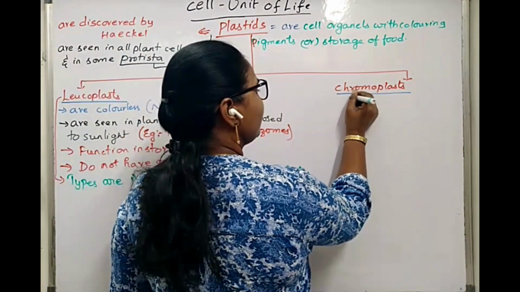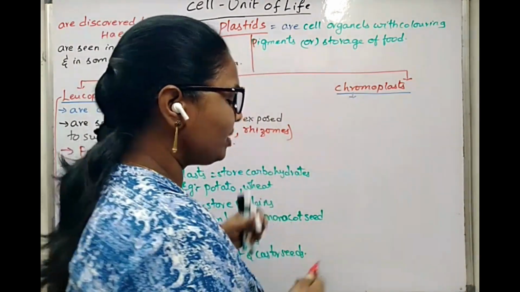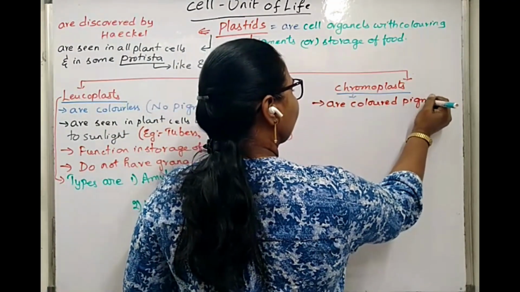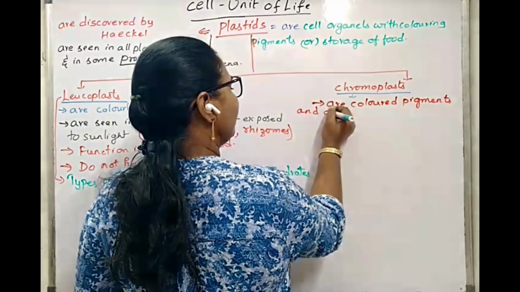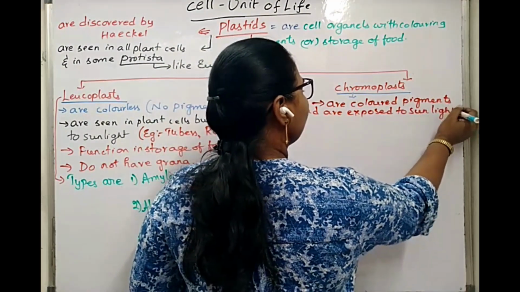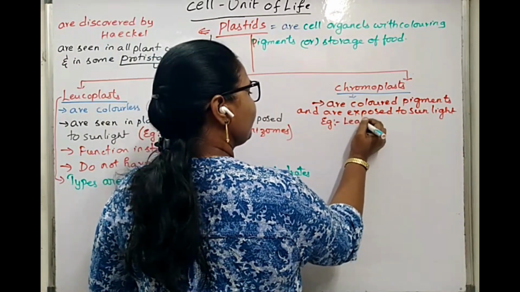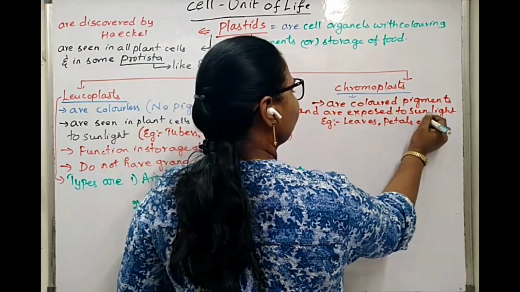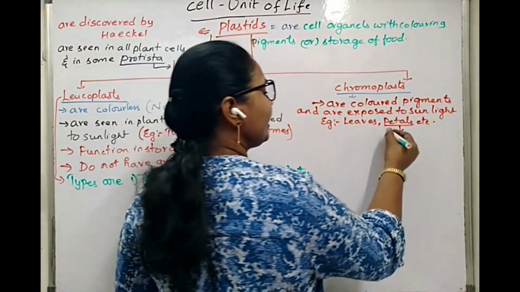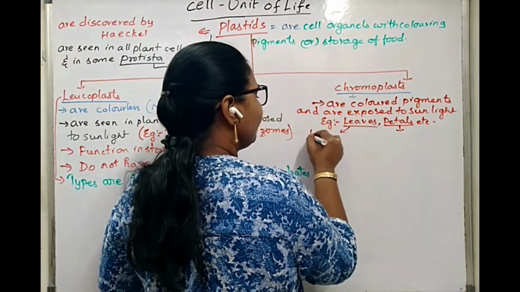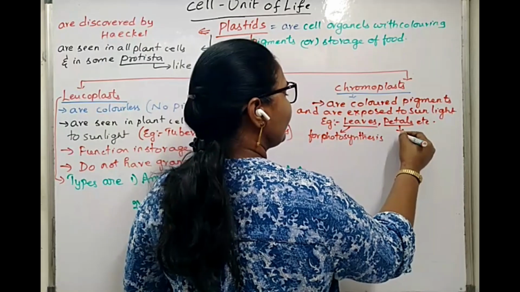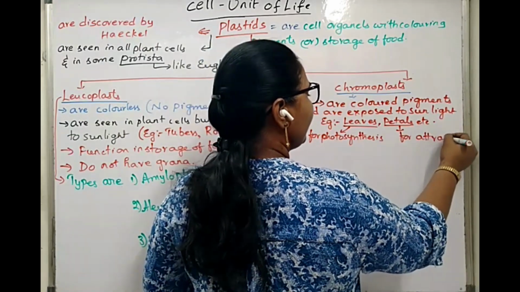Next one, chromoplasts. These have coloring pigments and are exposed to sunlight. They are colored pigments seen in leaves, petals, etc. In case of petals, they are involved in attracting pollinating agents. In case of leaves, they are for photosynthesis.